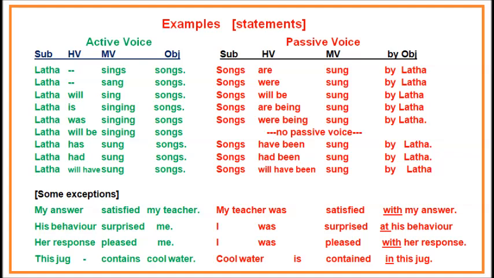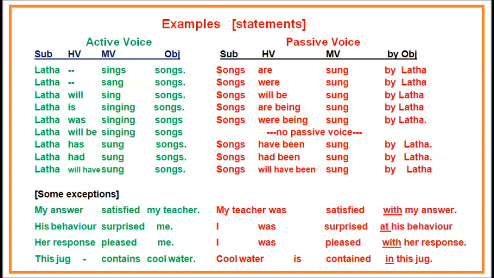Next one, Lata has sung songs. Present perfect tense. Songs have been sung by Lata. Lata had sung songs. Songs had been sung by Lata. Lata will have sung songs. Future perfect tense. Songs will have been sung by Lata.